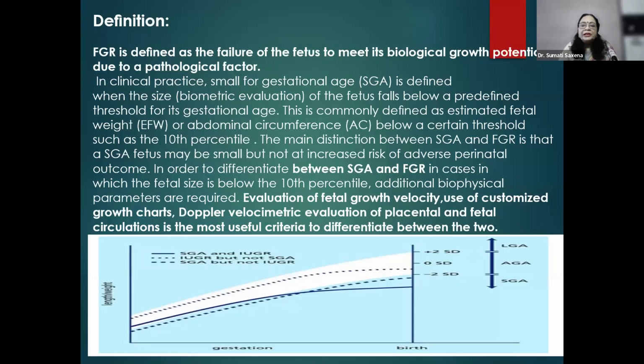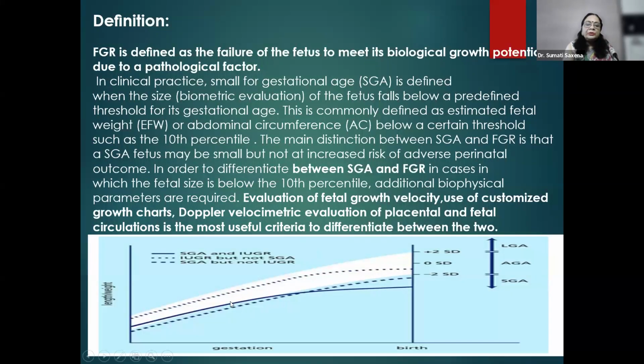So how to differentiate is by doing the growth chart. By growth chart you can find out whether it is a small for gestational age fetus, in which growth is normal, but in an FGR fetus the growth has stopped or slowed down. We also take the help of Doppler in ultrasound. If the Doppler studies are normal, it is a small for gestational age fetus, and if the Doppler studies are not normal and there is some abnormality in it, then it points toward fetal growth restriction.